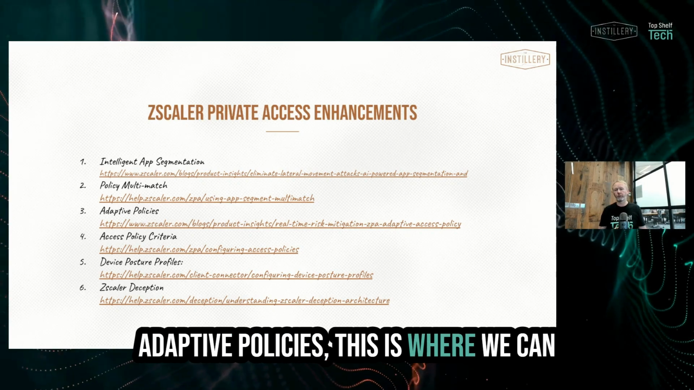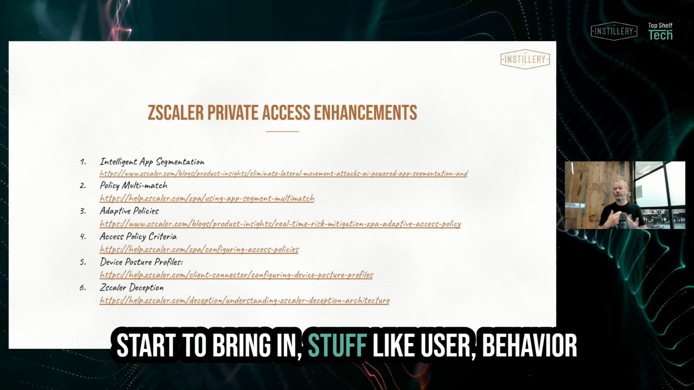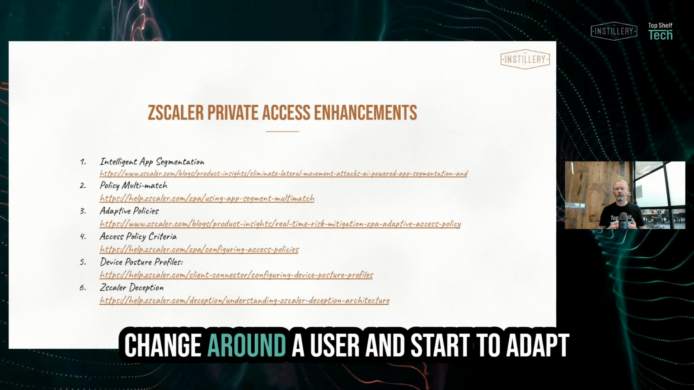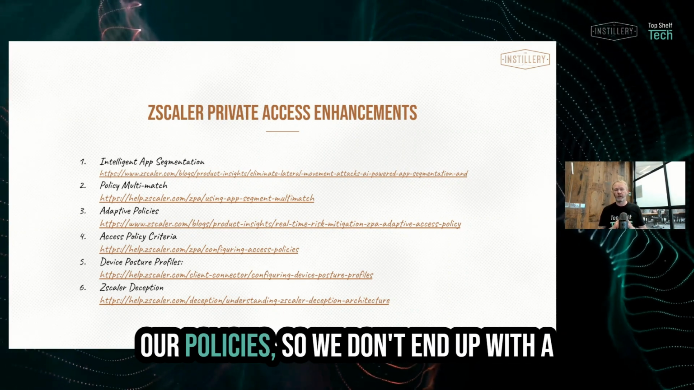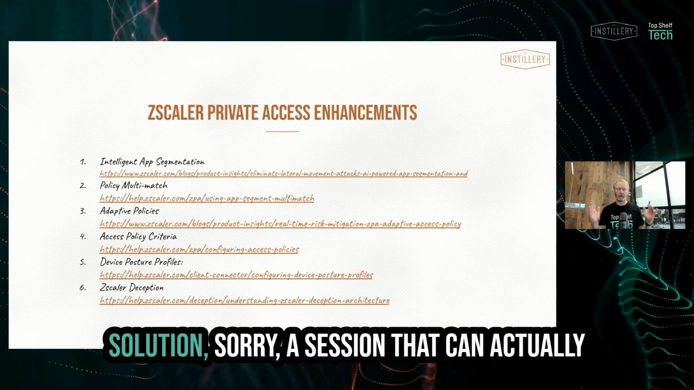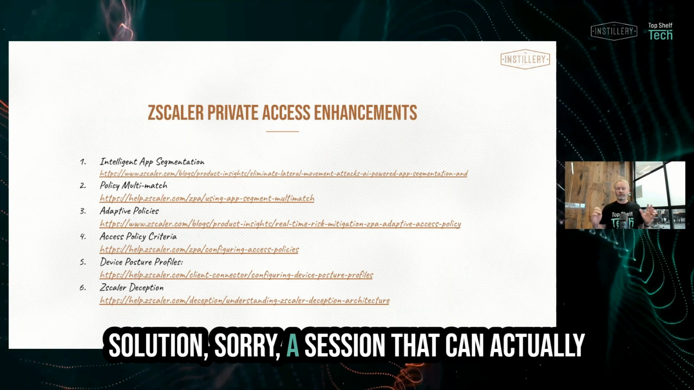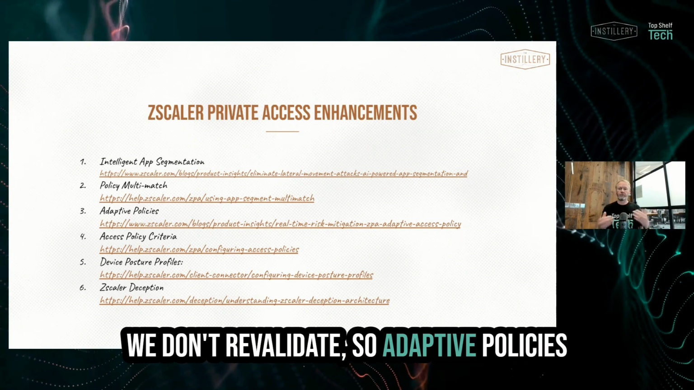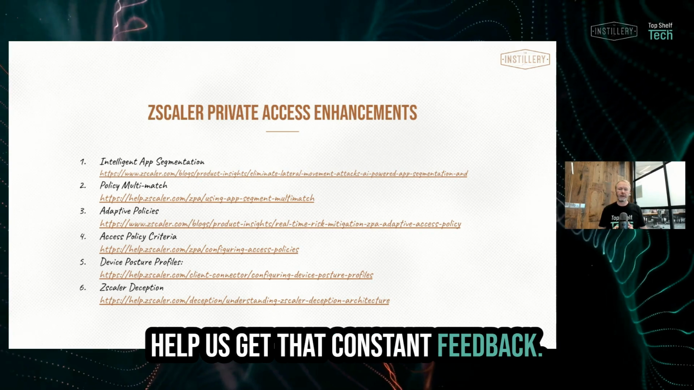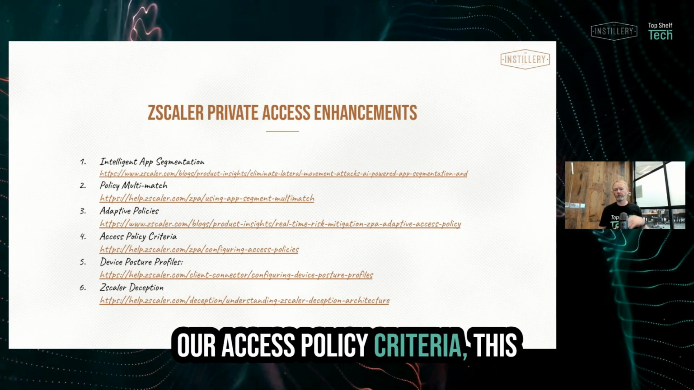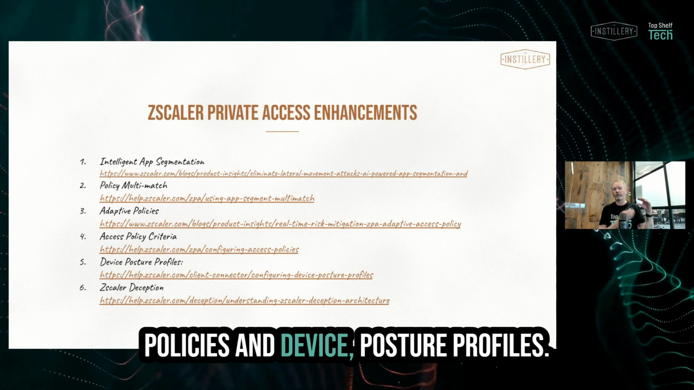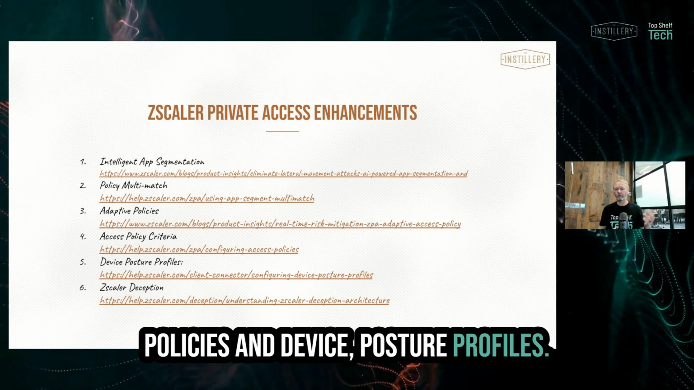Adaptive policies, this is where we can start to bring in stuff like user behavior changes, where the risk score might change around a user, and start to adapt our policies so we don't end up with a session that can actually be quite a long running session where we don't revalidate. So adaptive policies help us get that constant feedback. Our access policy criteria, this is where we define our policy and start to bring in stuff like adaptive policies and device posture profiles.